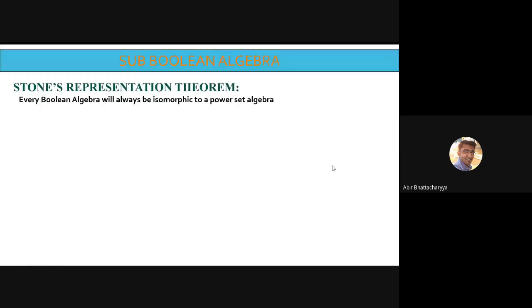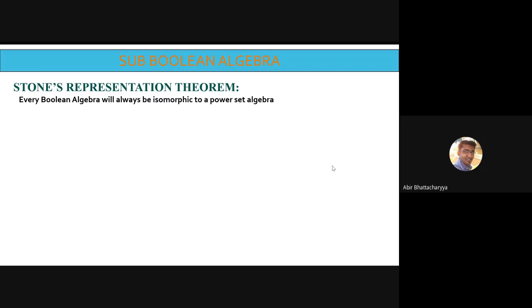Theorem that will help us to calculate the number of sub-Booleans, the number of sub-Booleans from any Boolean algebra. We know that if there is a Boolean algebra, we can figure out some specific sub-Boolean algebra of that particular Boolean algebra. Now, to get the number of sub-Booleans and their representation, we always use Stone's representation theorem.